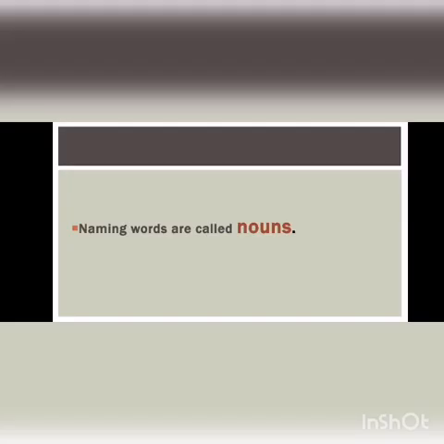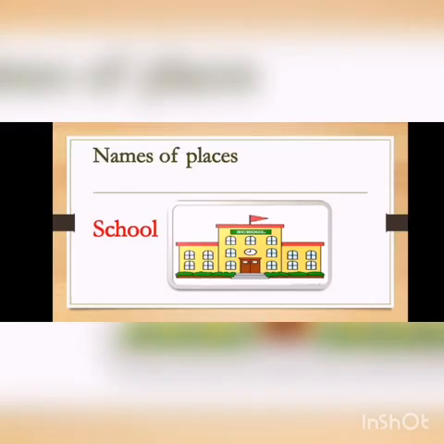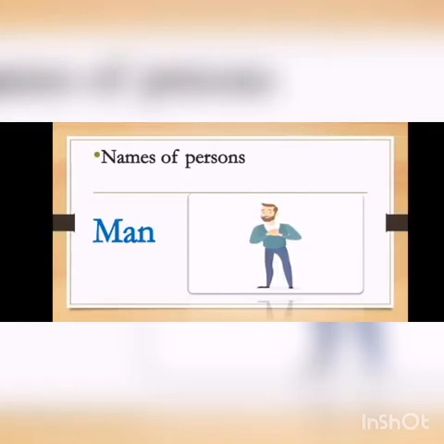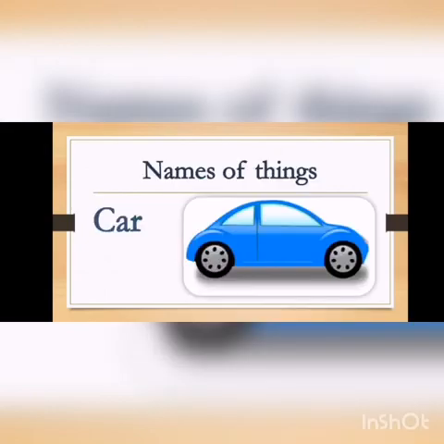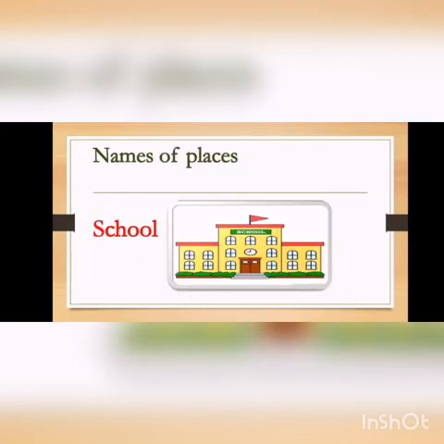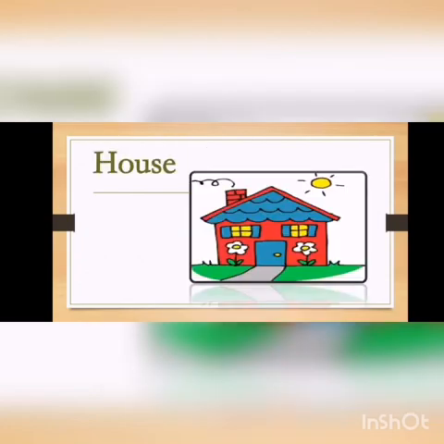Today we'll talk about nouns. So, what is a noun? A noun is a name of a place, a name of a person, a name of an animal, or a name of a thing. So, a name of a place like a school, Italy, a house, and a zoo.